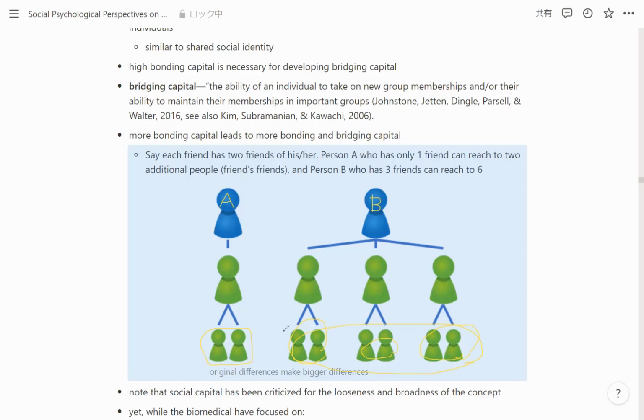So this example shows how the initial bonding capital makes a big difference when it comes to bridging capital. Here the difference is only 4, but let's say each friend also has two additional friends. Then person A could reach an additional 4 friends, but person B could reach an additional 12 friends. So the more bonding capital they have, the even more bridging capital they would have.